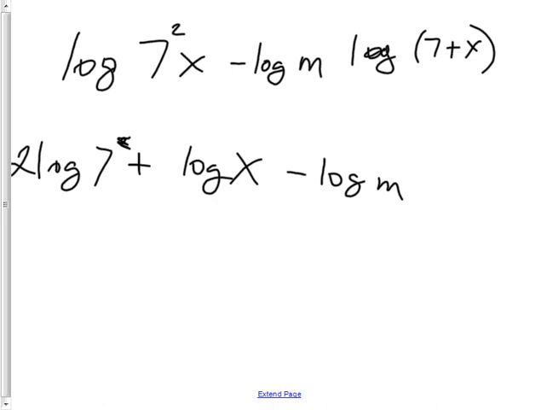Now what I'd like you to do is take this answer right here, the answer you had except with a minus log m on it, and I want you to condense it. And you're condensing it, you're boiling it down so it only has one log. Log whatever.